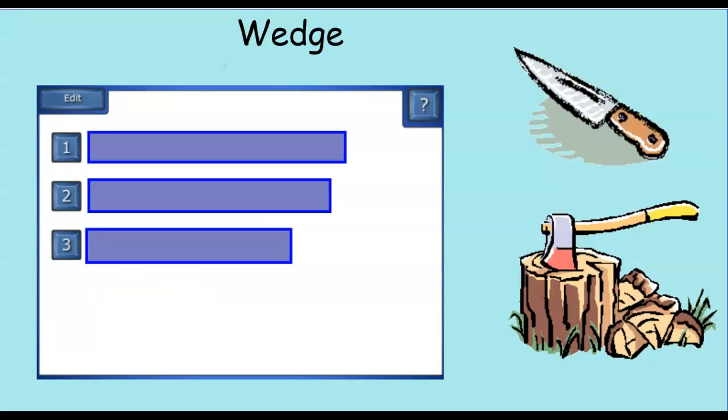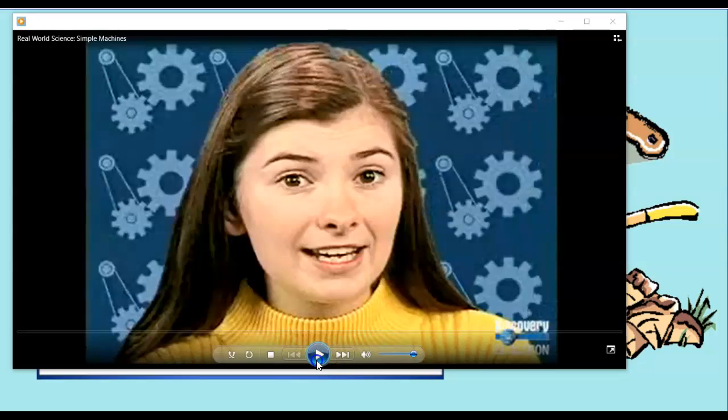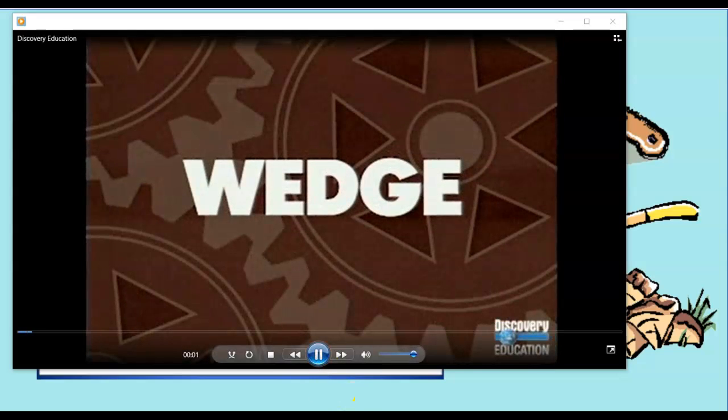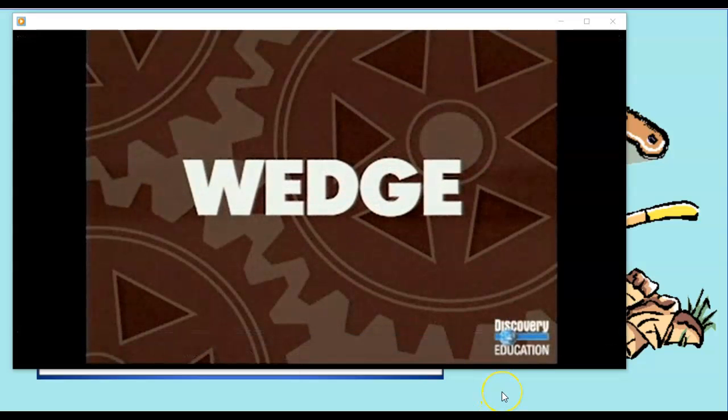Next, we're going to look at the wedge. The next simple machine we're going to discuss is the wedge. A wedge is really an inclined plane that is used as a tool. Wedges are used to raise objects, like when you jam a door wedge under a door. It raises the door just enough and exerts a strong force against it.